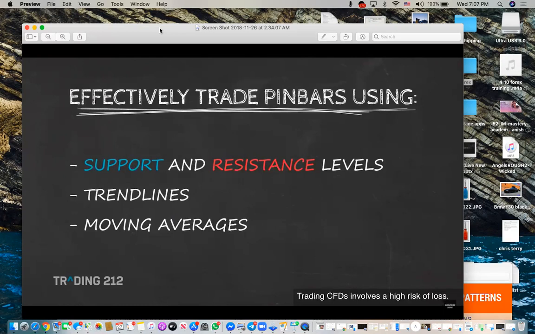Why do I like to use the pin bar candlestick? Because it allows me to see exhaustion in the market. It allows me to know when the market is more bound to reverse in a certain direction.